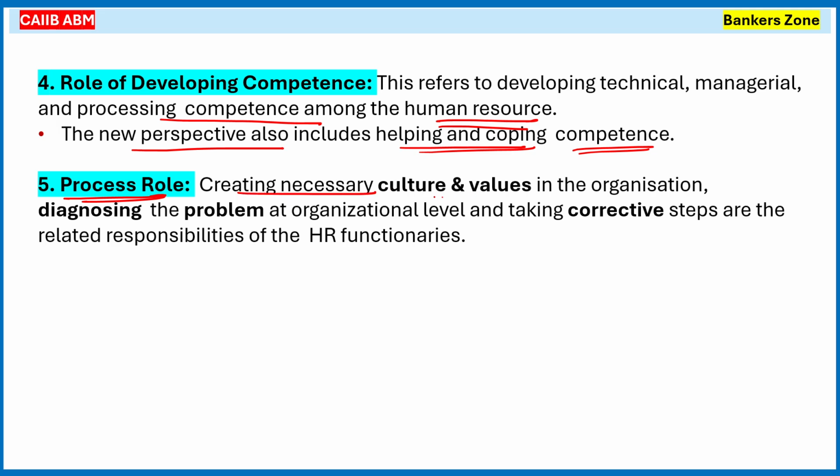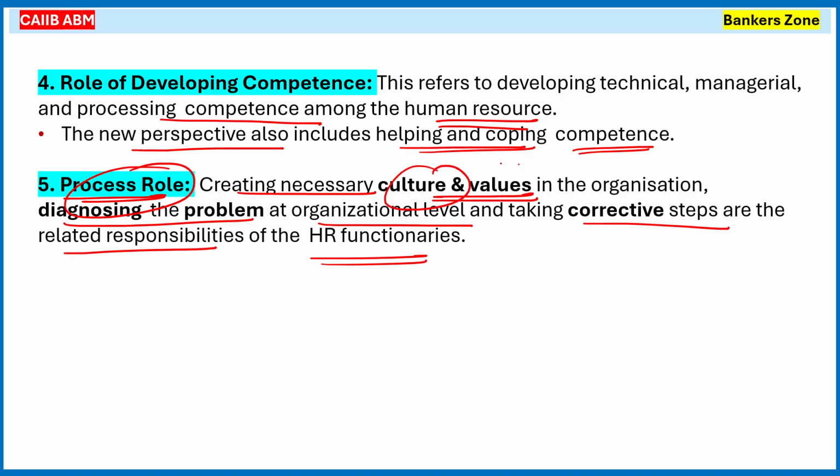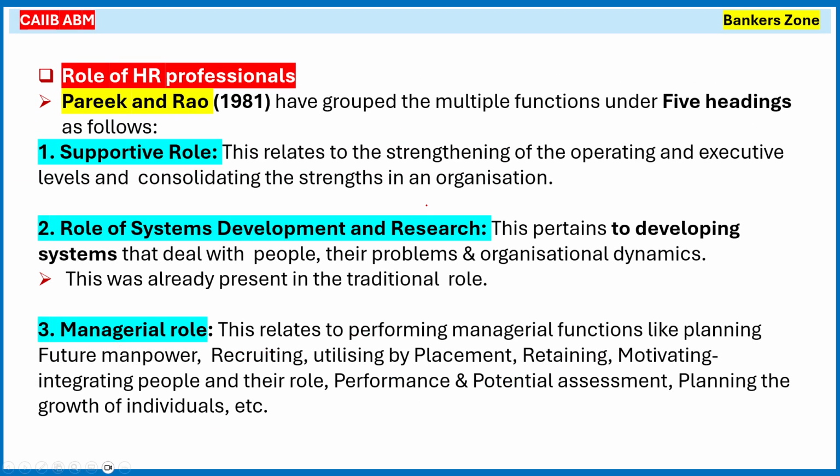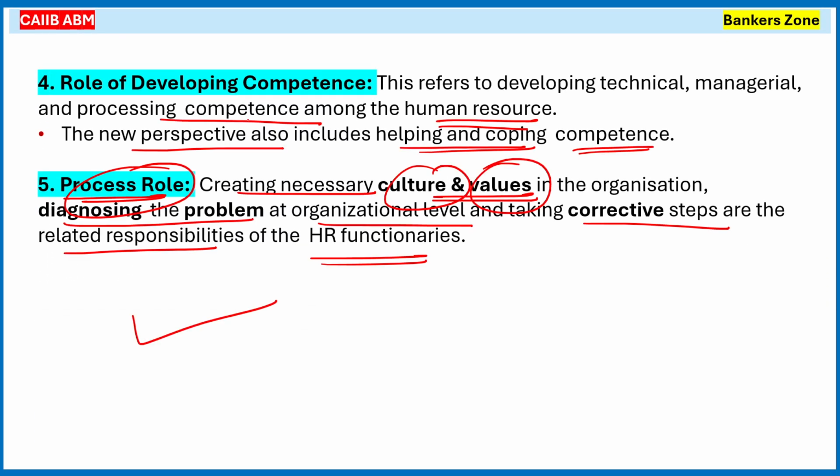Creating the necessary culture and values in the organization, diagnosing problems at the organization level and taking corrective steps are the related responsibilities of the HR function. So what are the process roles HR is doing? Maintaining the necessary culture and values in the organization is also the work of HR. So I will simply remember the names first. What are the roles of HR? They have a supportive role, system development and research, the managerial role, and apart from that, developing the competency and the process role.